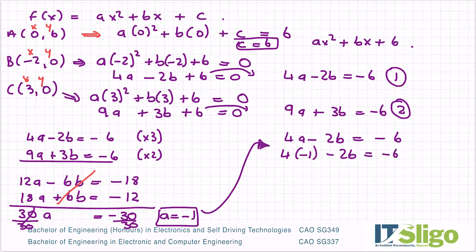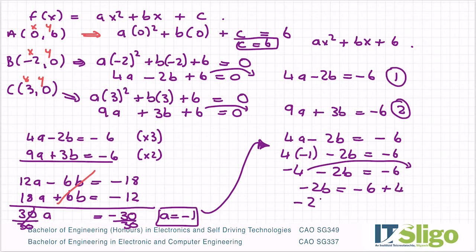4 times minus 1 is minus 4. Minus 2b is equal to minus 6. Bring him over, or plus 4 to both sides. Minus 2b is equal to minus 2. Divide by the number in front of b. So b is also equal to 1.